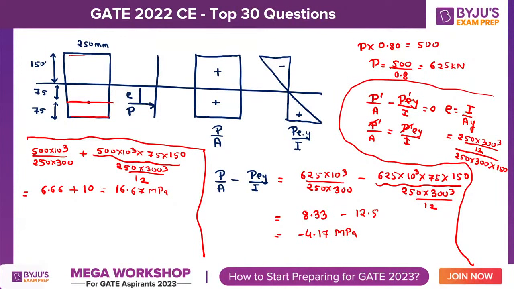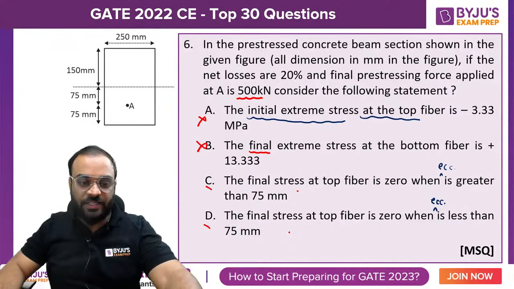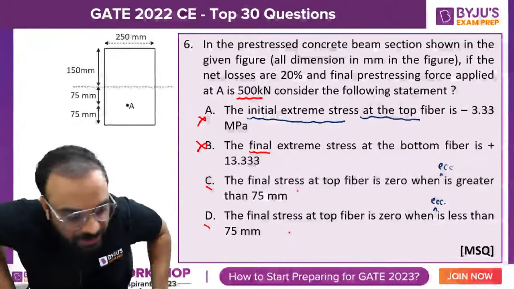You can cancel this particular value. 250 cancels, 300 cancels, it will be 300 square divided by 12 and 150. Okay. So how much are we getting? e is equal to 50 mm. How much are we getting? e is equal to 50 mm. Now tell me, guys, out of these two options, which option is correct? Tell me. C and D. We are getting e is equal to 50.